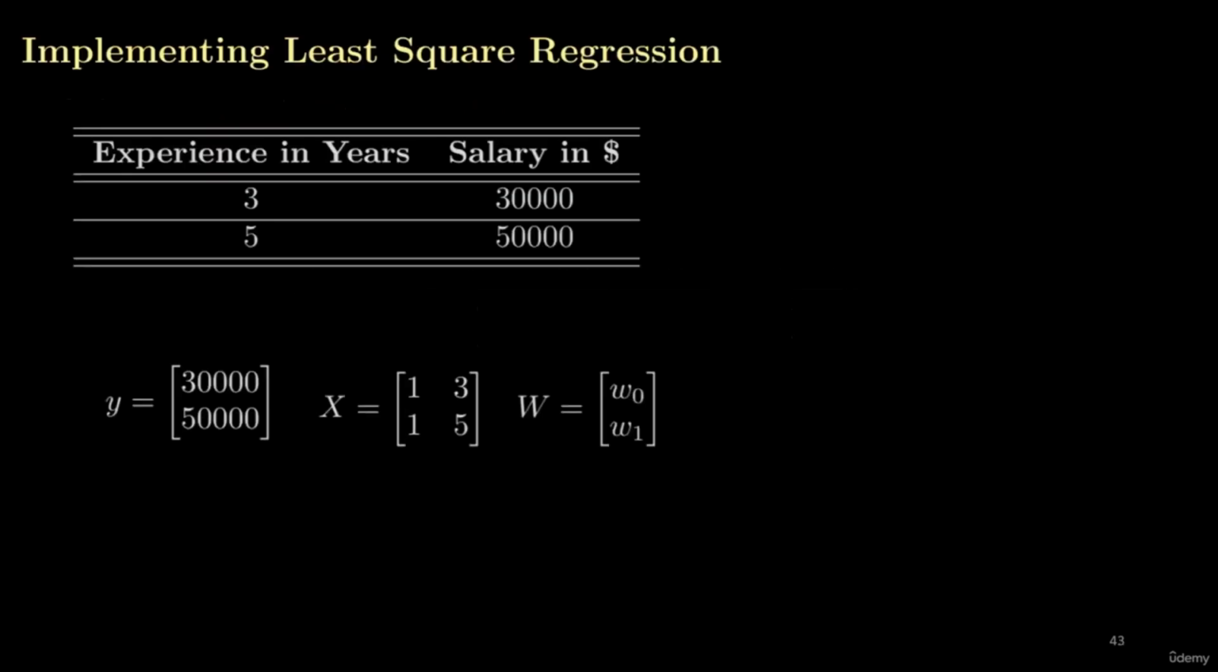Now we know that in order to implement the least square method, or in order to solve a problem using least square regression, we need to construct three matrices. That is the Y matrix, X matrix, and W matrix.